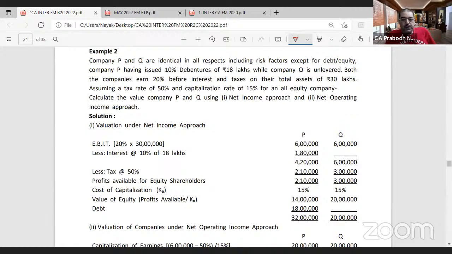Example 2. Companies P and Q are identical in all respects, including risk factors, except for debt equity. Company P has issued 10% debentures of 18 lakhs, while company Q is unlevered, meaning that no debt is there. Both the companies earn 20% before interest and taxes on their total assets of 30 lakhs. Assuming a tax rate of 50% and a capitalization rate of 15% for all equity, calculate the value of companies P and Q using the net income approach and net operating income approach.